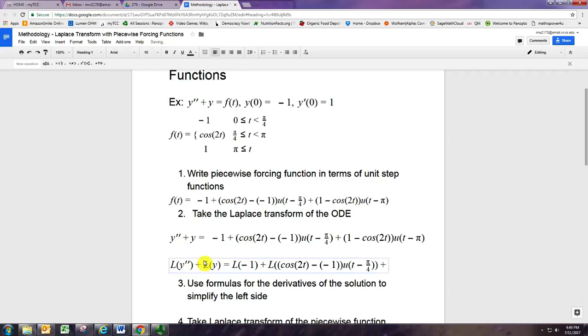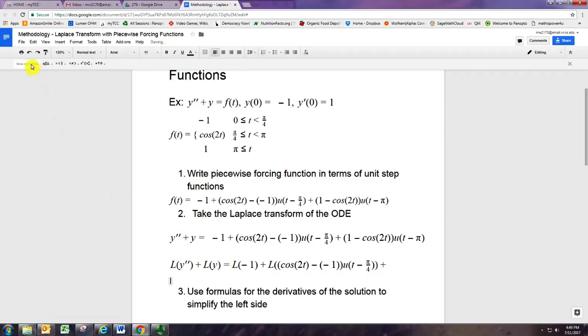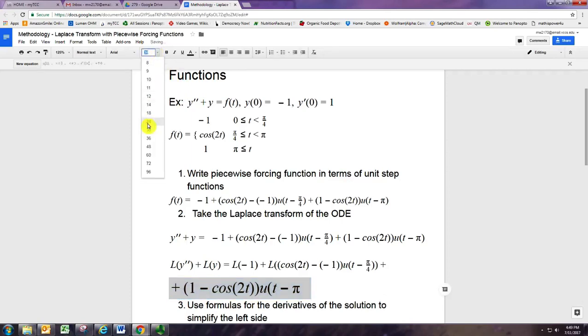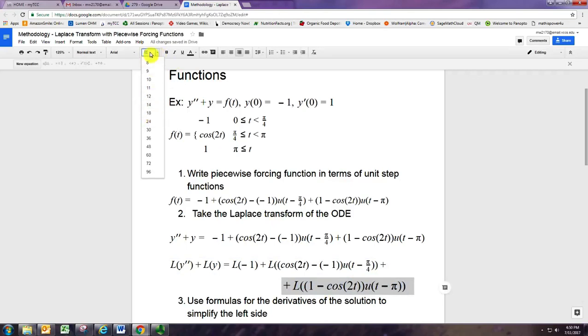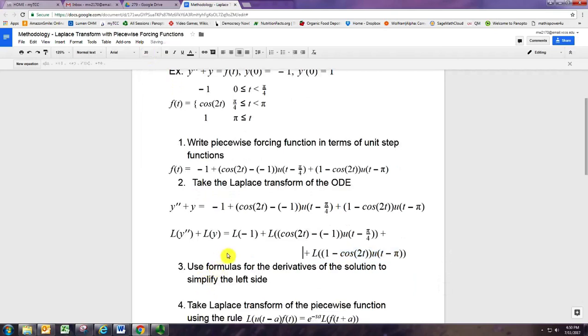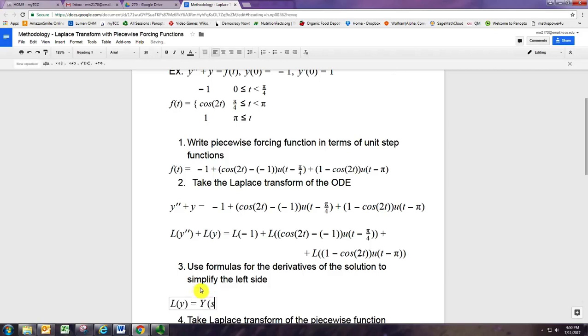Now it's too big, so we're going to do the second line. Now, to simplify the left-hand side, remember that the Laplace transform of y is just going to be big Y of s. And that's going to be our unknown in this equation, and we're going to turn this into an algebraic equation for big Y of s. So it's okay to have that. We're going to keep that there.